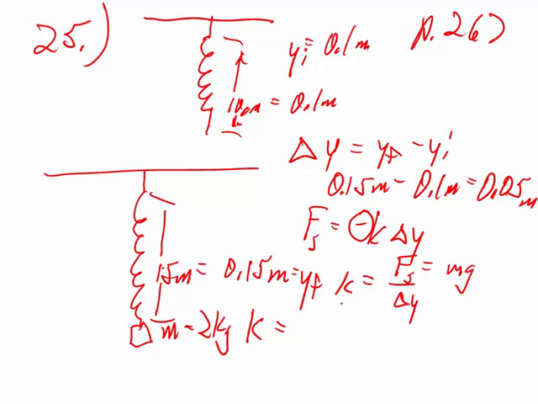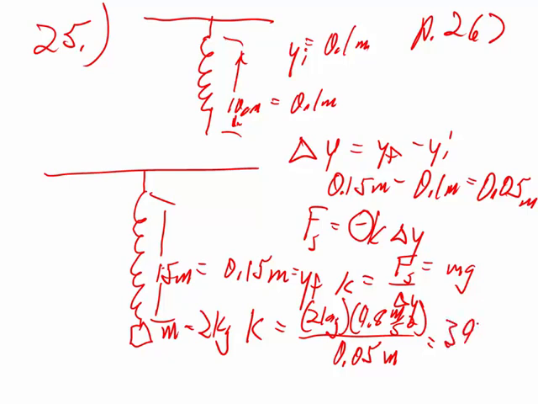We got the mass, which is 2 kilograms, times 9.8 meters per second squared, divided by the change, which was 0.05 meters. And so what do we get for a spring constant? We got 2 times 9.8 divided by 0.05, and we should get 392 newtons per meter. So that's K, and that's A, by the way.